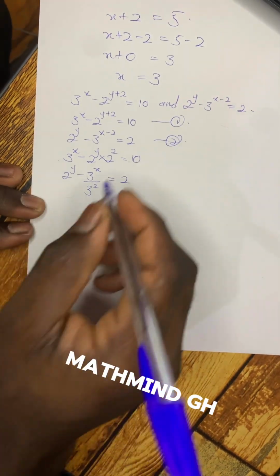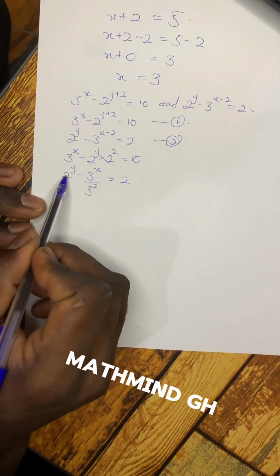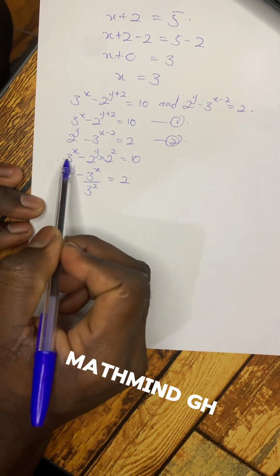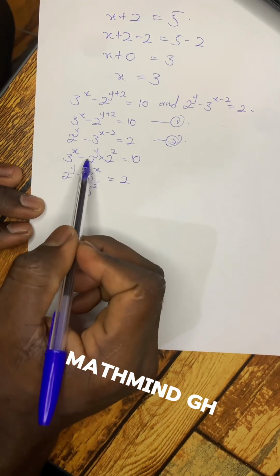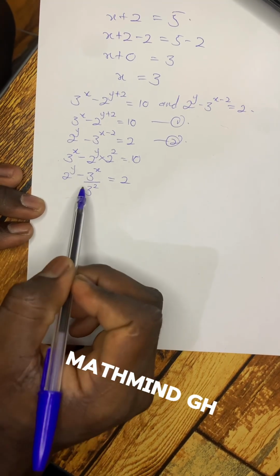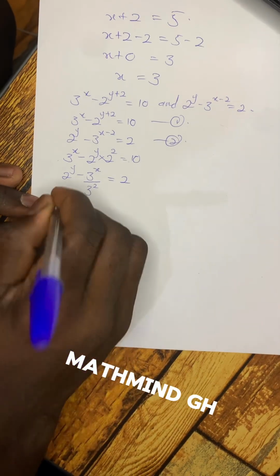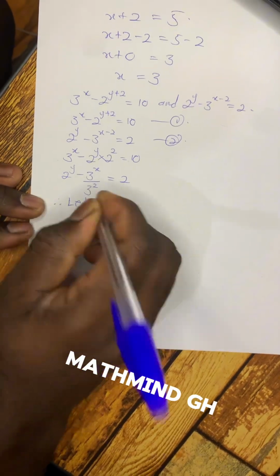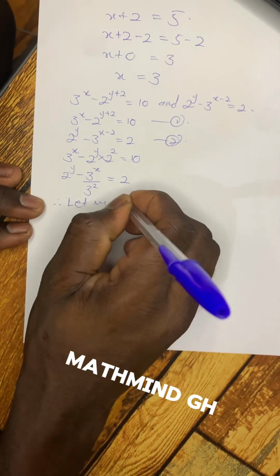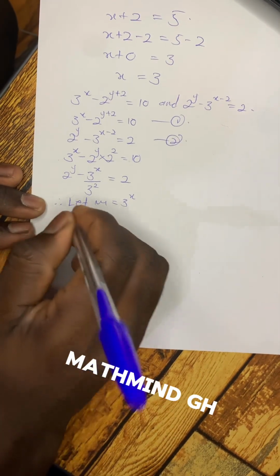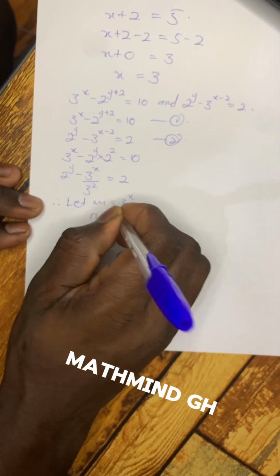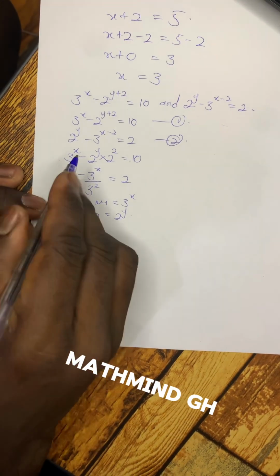And that is equal to 2. So we can then let a variable be equal to these particular terms here, because in the first equation we can see 3 exponent x here and 2 exponent y. In the second equation, we can see 2 exponent y and 3 exponent x. So therefore, let m, that is my choice of variable, be equal to 3 exponent x, and n be equal to 2 exponent y.